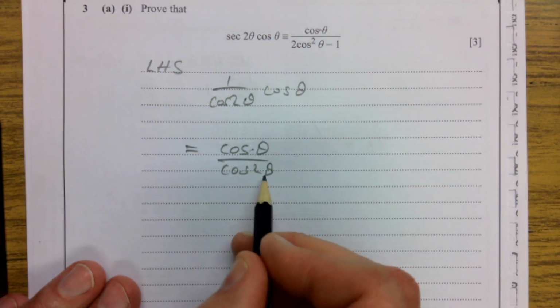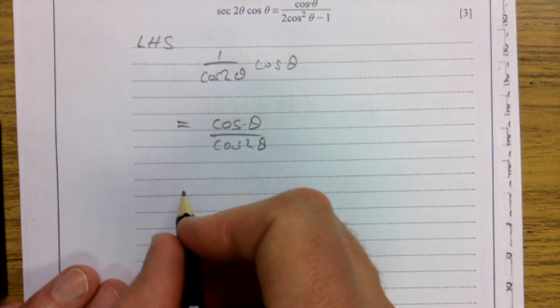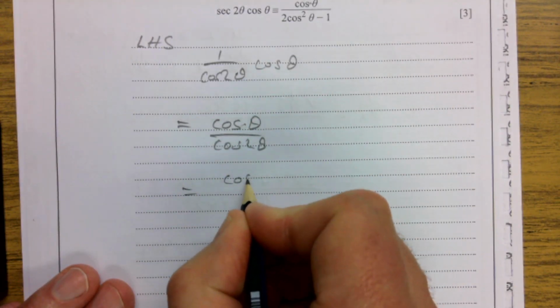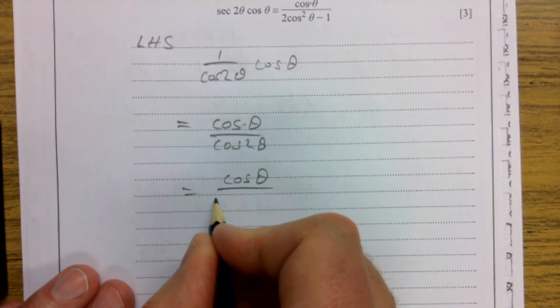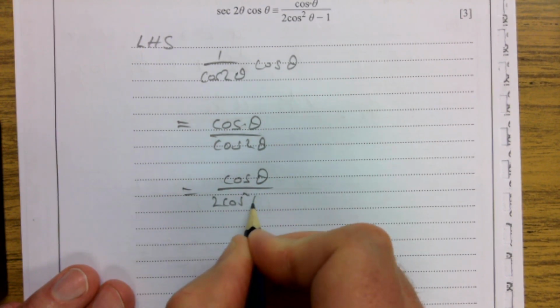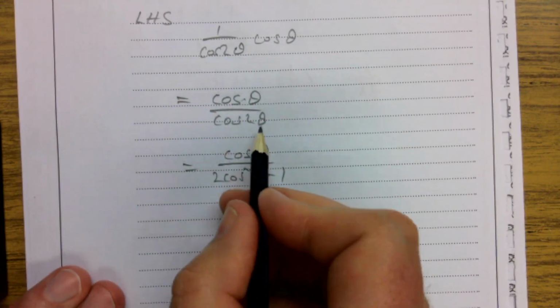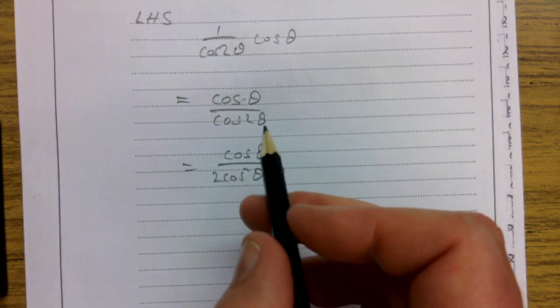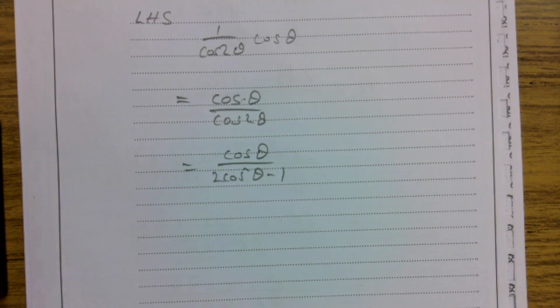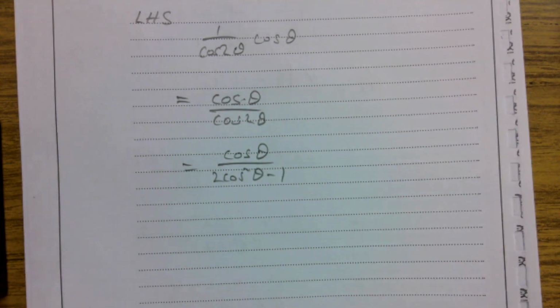And then of course this is just a double angle formula, so we just change it straight to that. So cos theta all over 2 cos squared theta minus 1. Remember, for your cos double angle formula there are 3 different options, and that's one of your options there. So that's part 1 of A done.